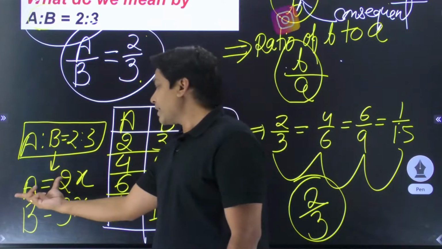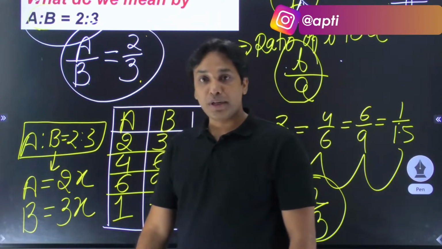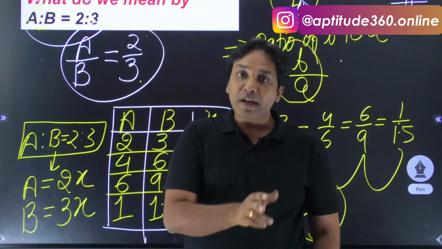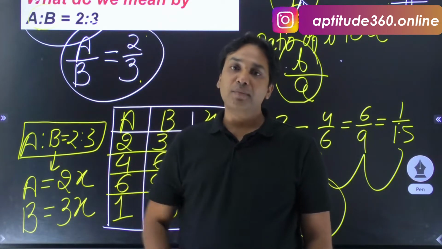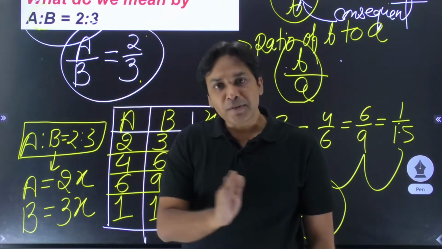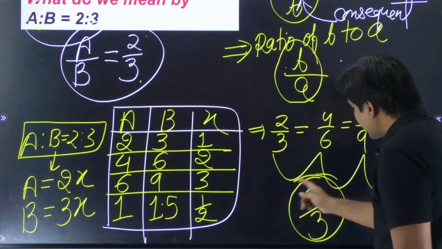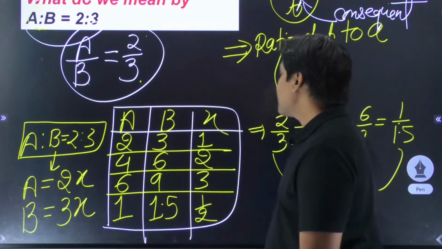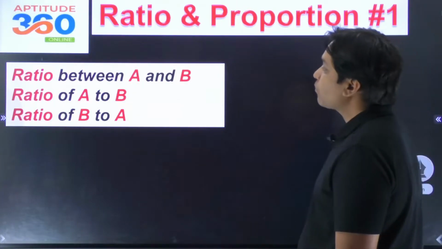Rather, you should be saying that a is equal to 2x and b is equal to 3x, where x is a multiplying factor. For each and every multiplying factor, you will be having a unique set of a and b. So how many sets? You can have infinite number of sets. But when you simplify all of them, the ratio that comes out will be 2/3. Right, now let us move ahead.